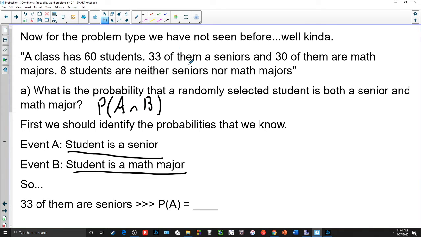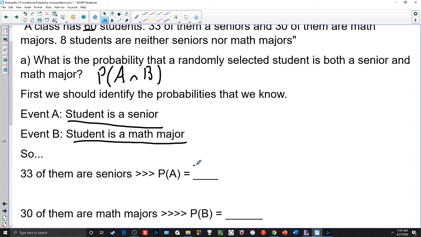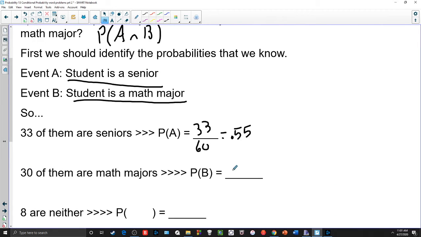So in these types of problems, it's good to just get a layout of what are all the probabilities I can get right away. So I know that the total amount is 60 students, which is a big help. 33 of them are seniors. Now, again, these seniors, some of them are math majors, some of them are not. But I know that 33 of them are seniors. So the probability of me getting a senior is 33 out of 60, which ends up being about, let's see, 30 out of 60 would be 0.5, so it'd be 0.55, about 55%. 30 of them are math majors, so it'd be 30 out of 60 are math majors, which is exactly half. Half the class is a math major, so it must be some sort of math course.